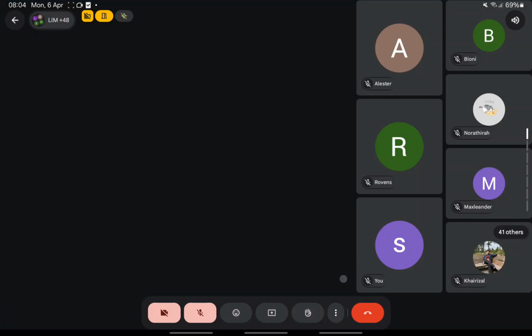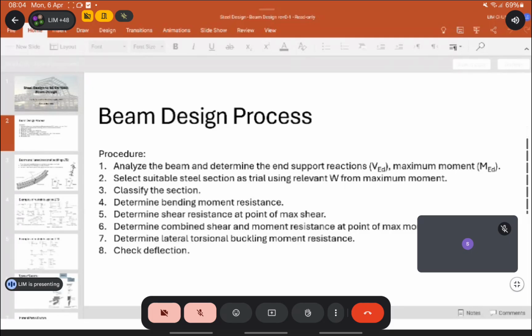Okay, this is not fixed in stone. There are some steps that can be shifted around a little bit, but generally it goes like this. The first step is you analyze the beam based on the beam span, the loadings, and the actions. According to this information, you determine the support reactions, normally the shear, and you determine what the maximum moments are along the beam.